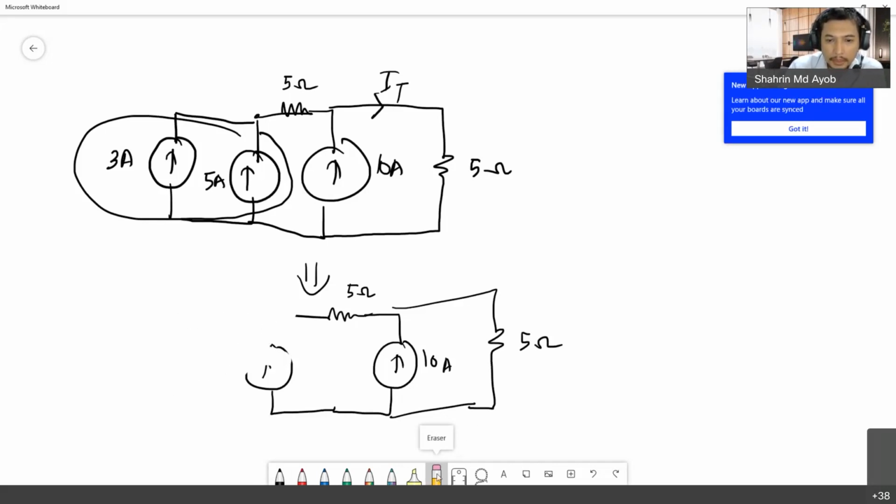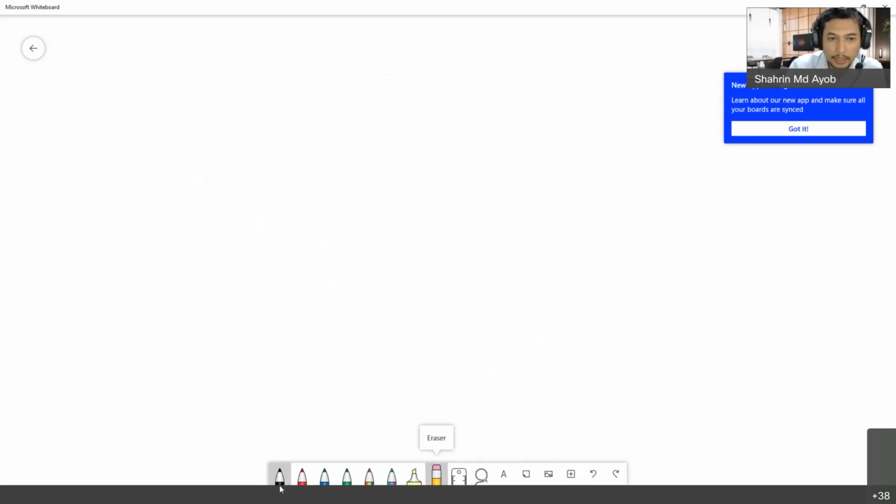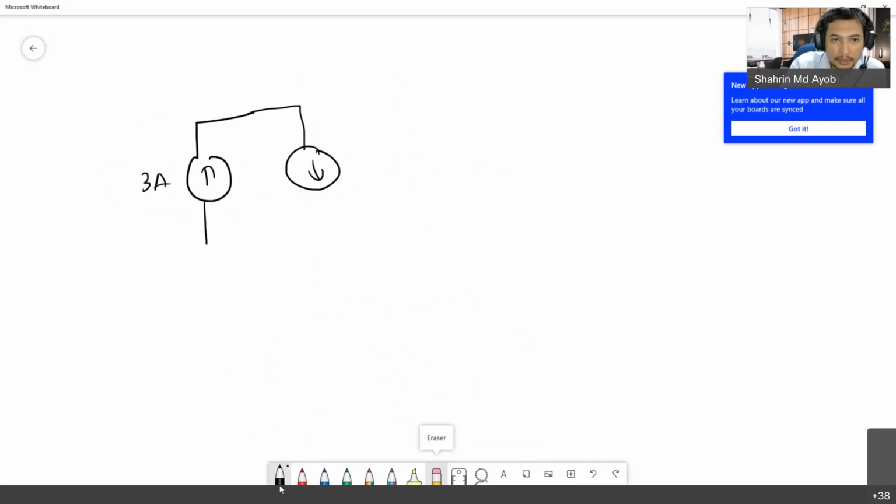What happens when you have a circuit like this? For example, this one is 3 amperes, this one is 5 amperes, and the direction is reversed. This one goes up, this one goes down, and this one is also going down, 1 ampere, for example.